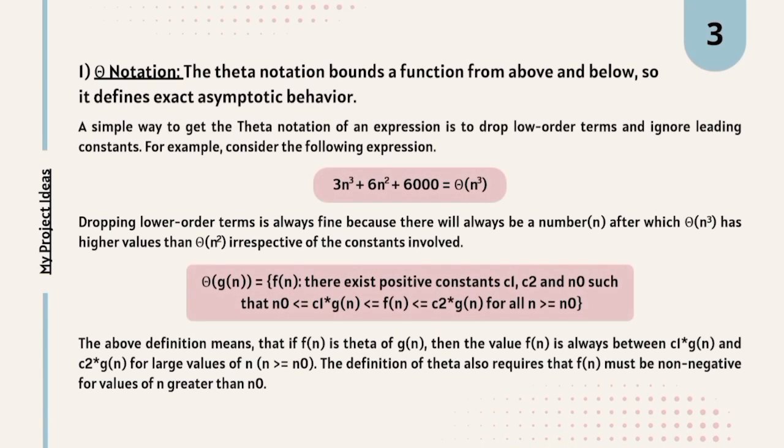Yeah. So what does the above definition mean? If f of n is theta of g of n, then the value of f of n will always lie between C1 of g of n and C2 of g of n.